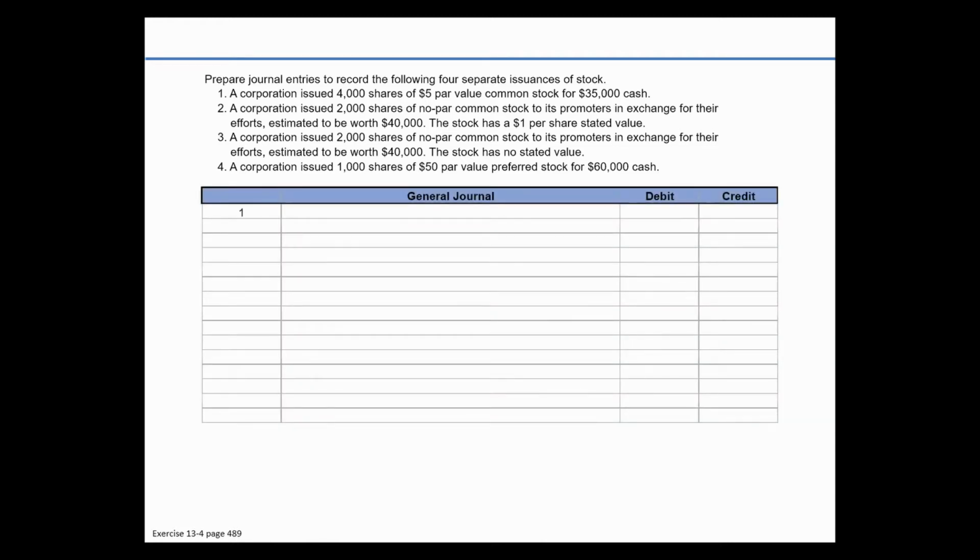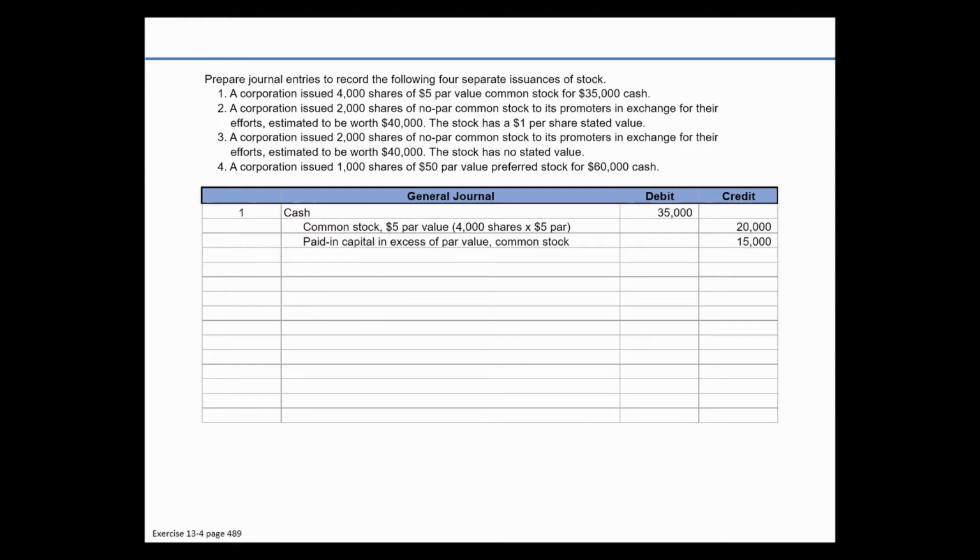And so the first transaction would be when a corporation issues 4,000 shares of $5 par value common stock for $35,000 in cash. And so we would have a debit to cash in the amount of $35,000 because that is the amount that the corporation is receiving. We would credit common stock, $5 par value, by $20,000 because again, we're issuing 4,000 shares multiplied by the $5 par value per share, which is $20,000.